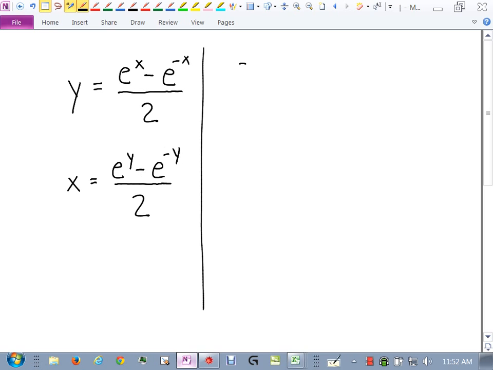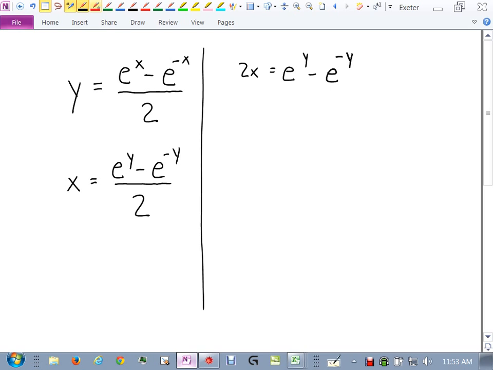When I multiply both sides by 2, I get 2x equals e to the y minus e to the negative y. Wow. Well, you can take the natural log. Yeah, you could. What do y'all think about that? Take the natural log on both sides. Let's see what happens.